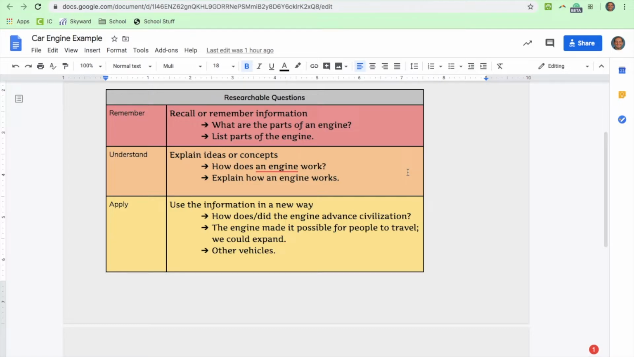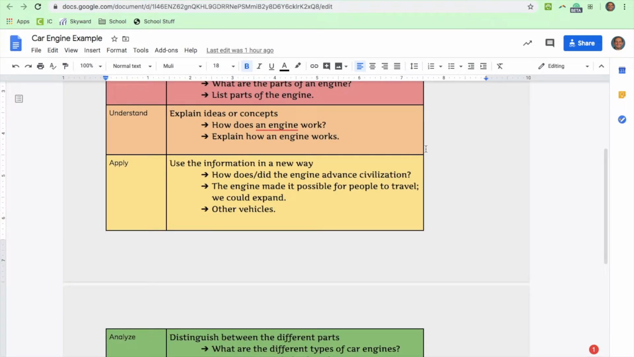Understand is the next tier, and that is explain ideas or concepts. In remember, you made a list of the parts of the engine. Now, this is getting a little deeper. You know the parts, now you have to understand the parts by figuring out how they work together to make an engine run. So you can talk about how an air and fuel mixture enters a cylinder, the piston compresses it, the spark plug ignites that mixture, and that's what causes the engine to run.